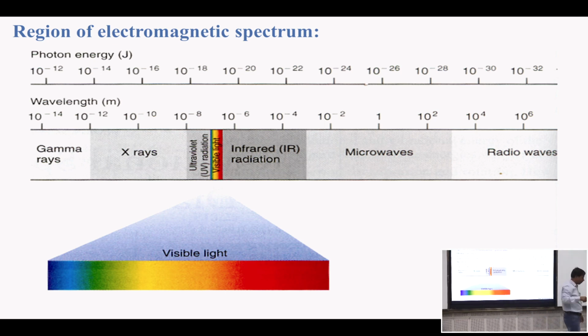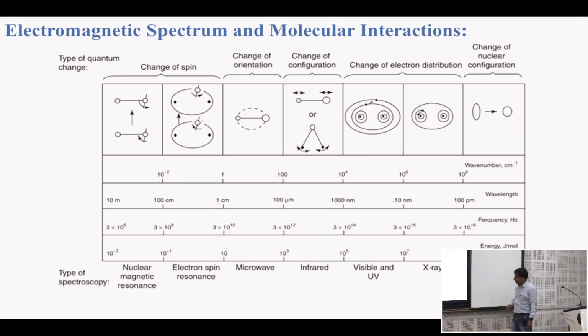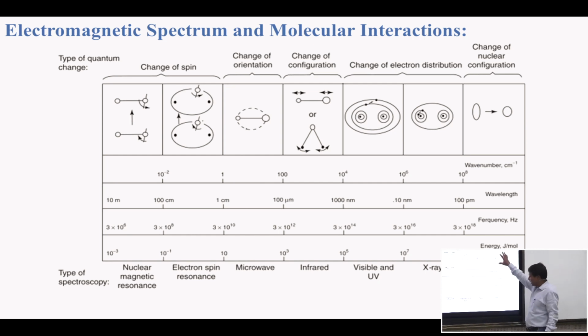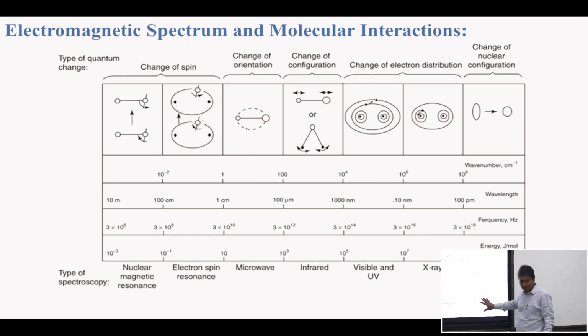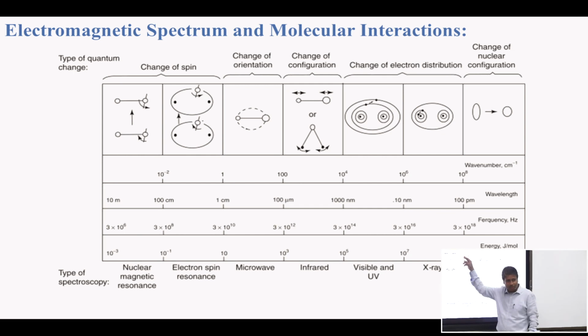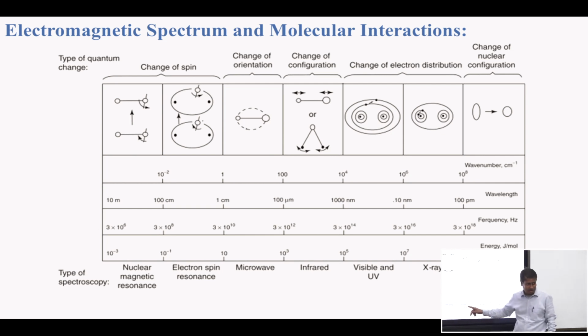Based on the different electromagnetic radiation, or their wavelength, we can characterize different spectroscopies. If you use gamma rays, the spectroscopy is known as Mössbauer spectroscopy. If you use X-rays, then it is X-ray spectroscopy. If you use UV visible radiation, that spectroscopy is called UV visible spectroscopy, and the change in the molecule that is happening is the electronic transition. So UV visible spectroscopy is also known as electronic spectroscopy.